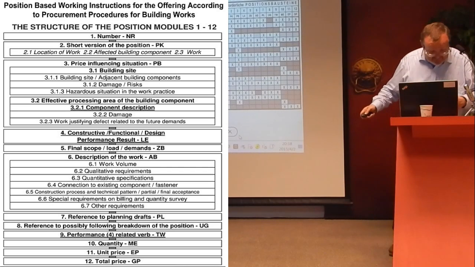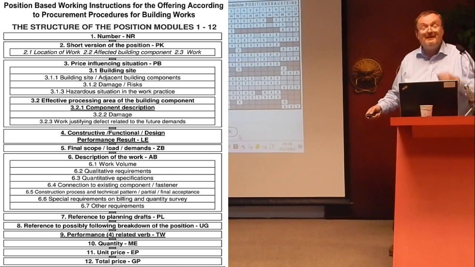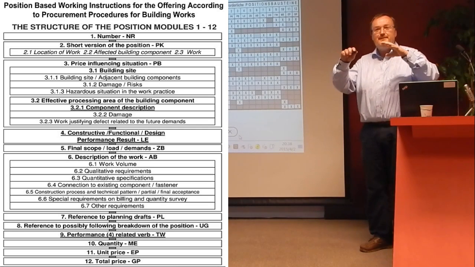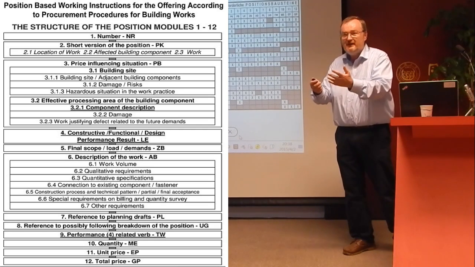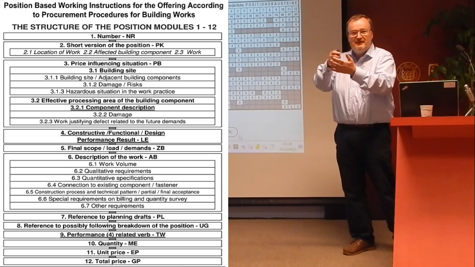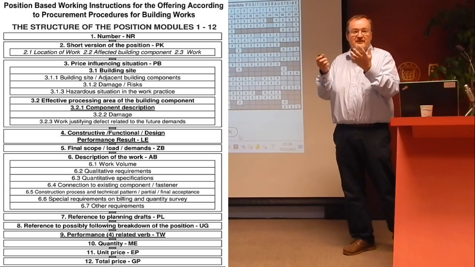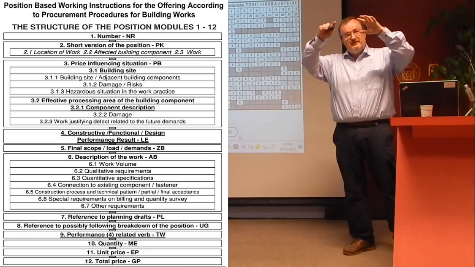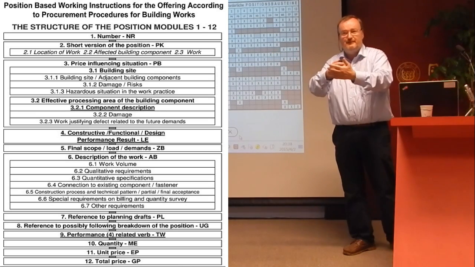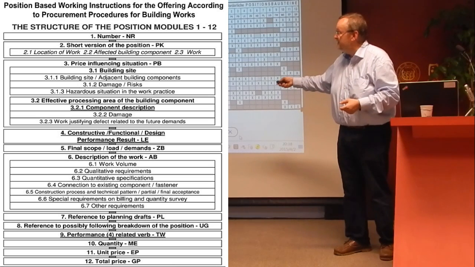Then the effective processing area of the building. We must describe the place where the work is to be done. The building part, the building construction must be described so that he knows which is the damage, which is a given problem. So first the situation, then the detailed building part. It's also in the number 3.